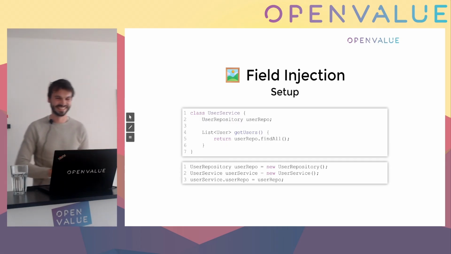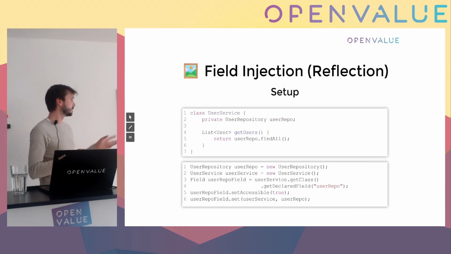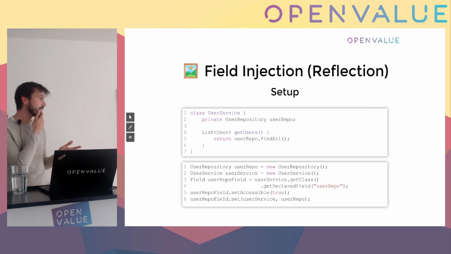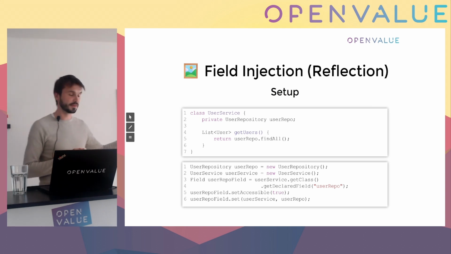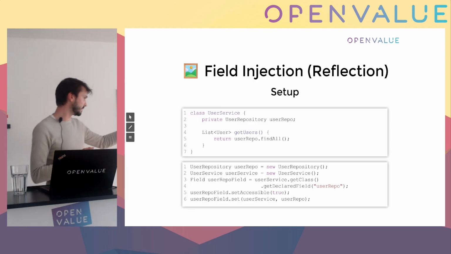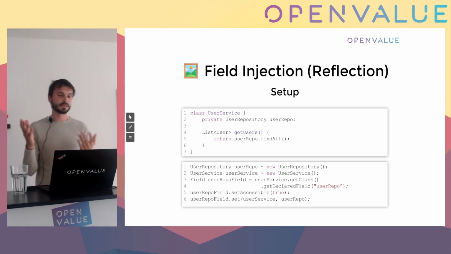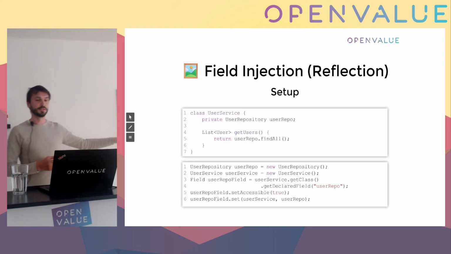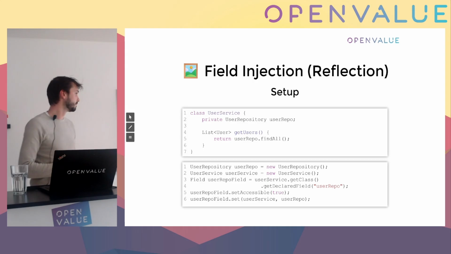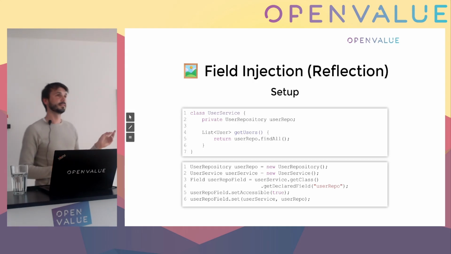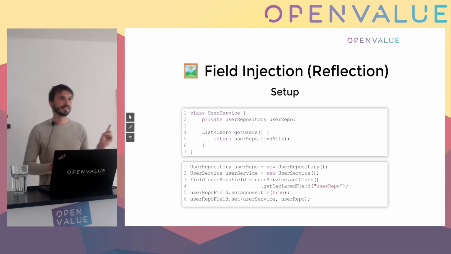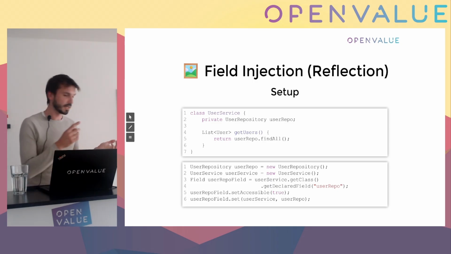Exactly, reflection. We just used reflection to set the private field. What we actually have to do is get the class, then get the declared field. It's a method, getDeclaredField, with the field name, then set it to accessible, and then actually set the value. This is also what's happening when you add @Autowired in Spring. And it does look kind of nasty, right? So I think that's also the reason why it's not recommended anymore. And there's also another reason, which we'll come to later.